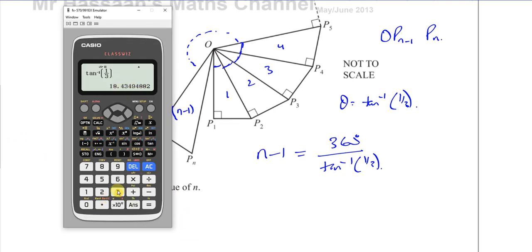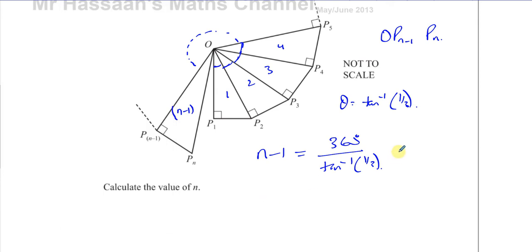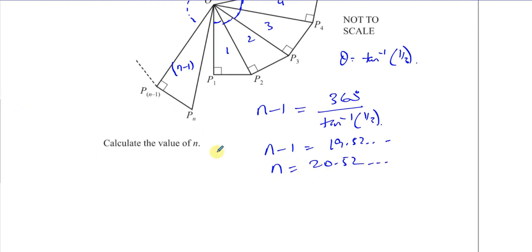Okay, so that is the answer. That is what we got there. 360 divided by our last answer gives us 19.52. Okay, so that's going to be n minus 1 equals 19.52. Now, you can't have 0.52 of a triangle. If you make this 20, then we won't be able to fit. So let's just work out what n is first. n is going to be 20.52. Now, you can't leave n as 20.52.